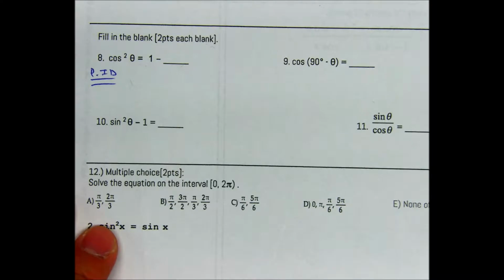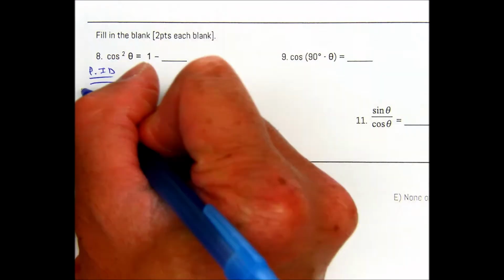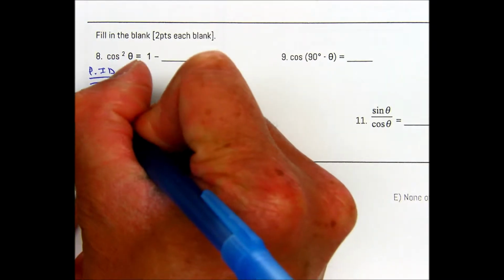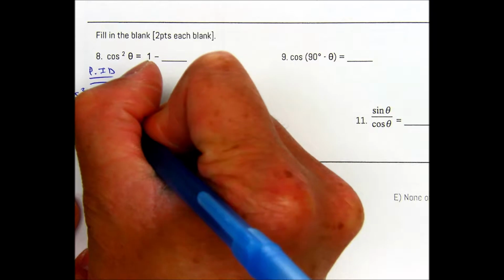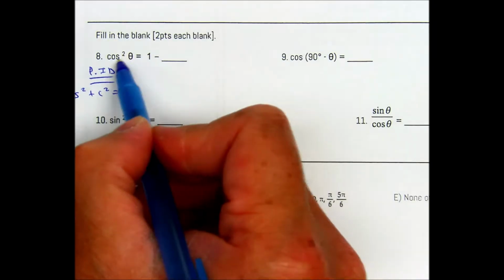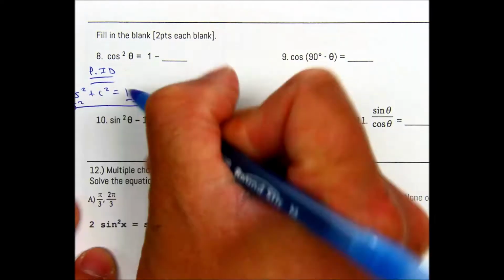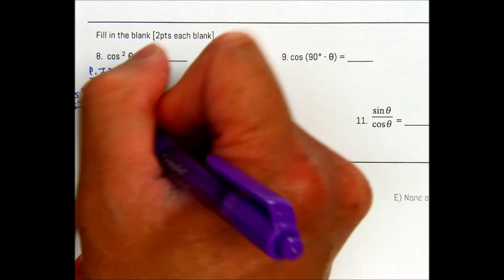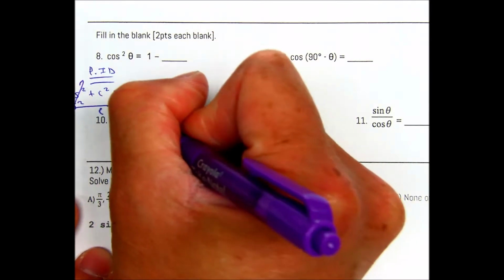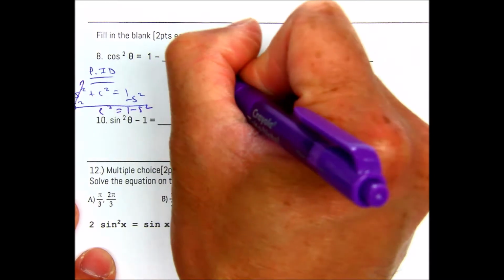I'd probably say the number one mistake on the test is not knowing your identities. A lot of students thought sine plus cosine equals 1. That's incorrect. It's sine squared plus cosine squared equals 1. And so I want to get cosine squared by itself, so I would subtract sine squared from both sides. And then you're left with cosine squared equals 1 minus sine squared. So right here, to get full credit, I would have to write sine squared theta.